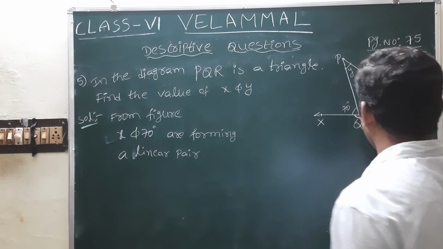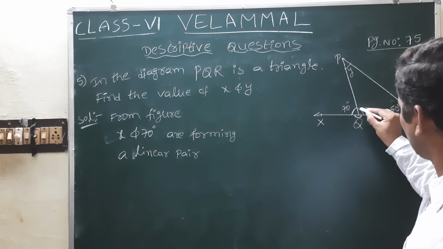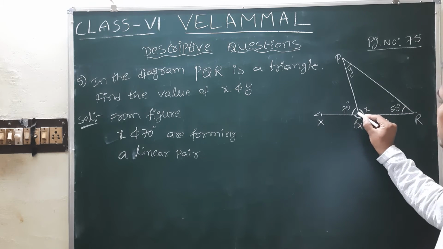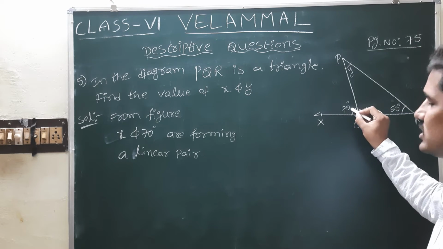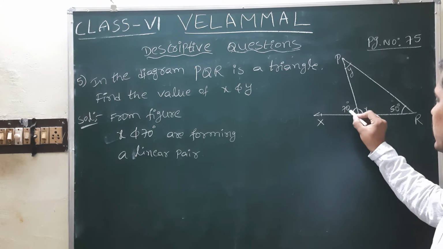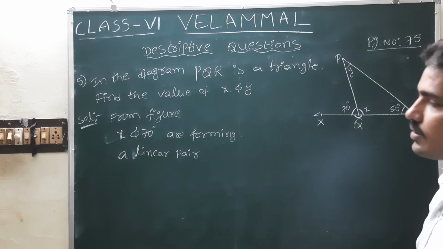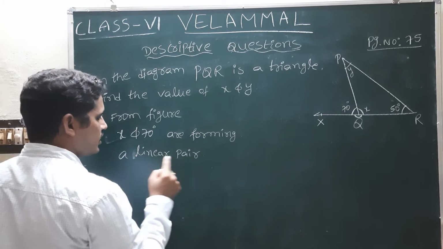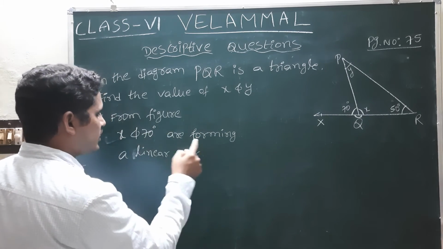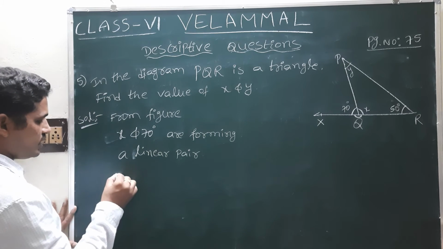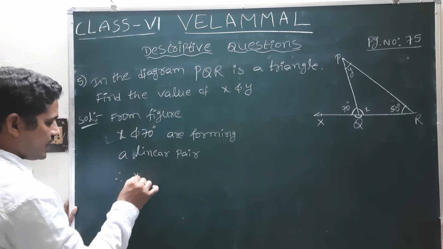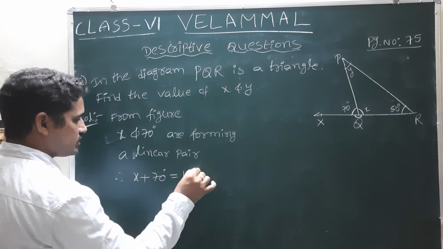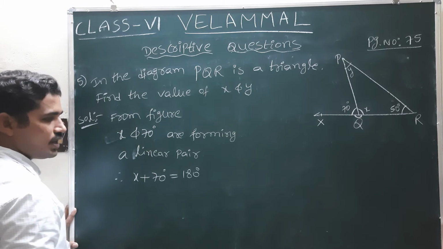Correct? See, if you observe this, 70 degrees and x are both sharing the 180 degrees. So, two adjacent angles whose sum is equal to 180 are called a linear pair. So, x and 70 degrees are forming a linear pair. Whenever these two form a linear pair, therefore x plus 70 degrees is 180 degrees. The sum of these two must be 180 degrees.